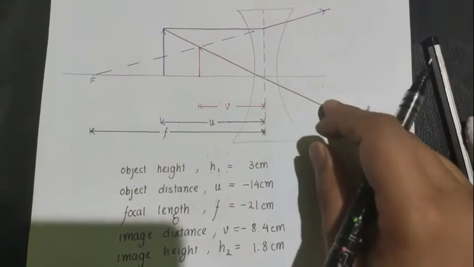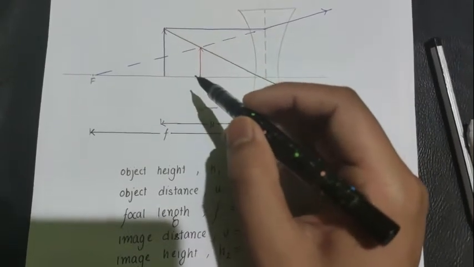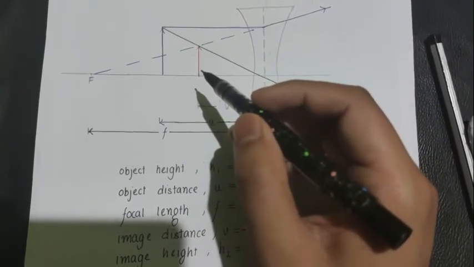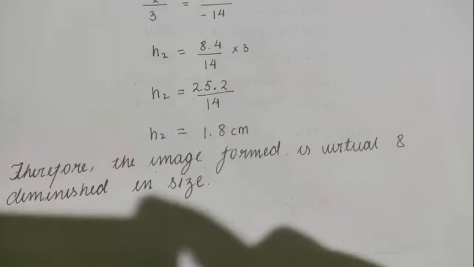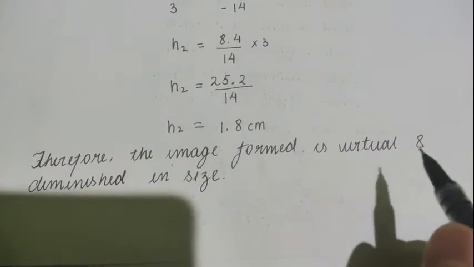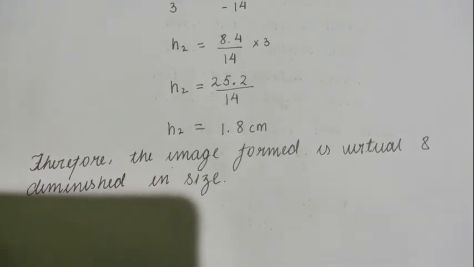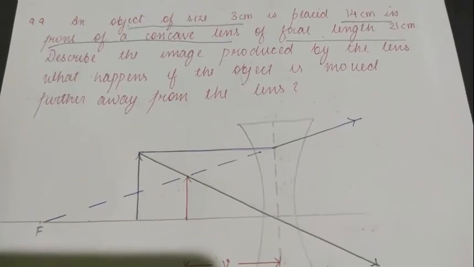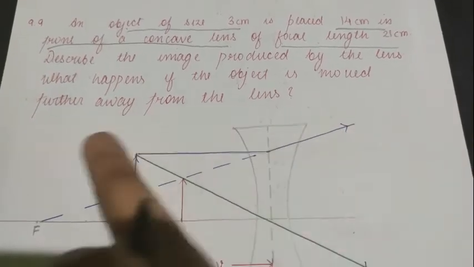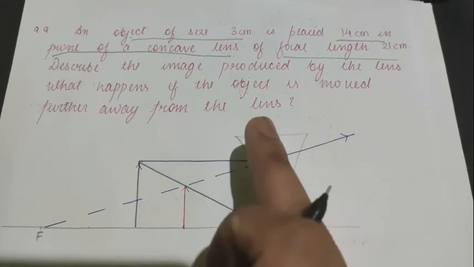So therefore, what are the 2 points? The image formed is virtual and diminished in size. Clear? Therefore, the image formed is virtual and diminished in size. Is it clear? Now, the final part of the question. What happens if the object is moved further away from the lens?